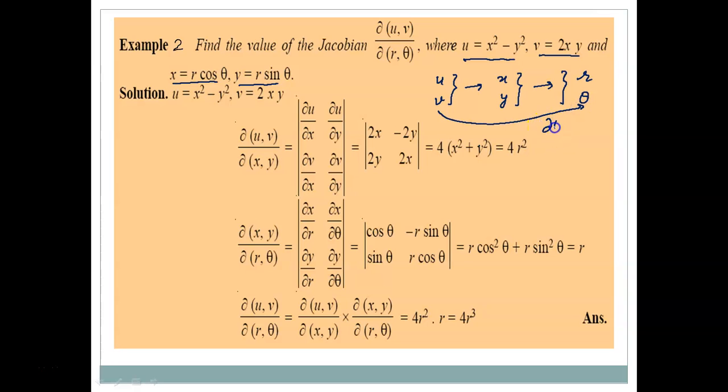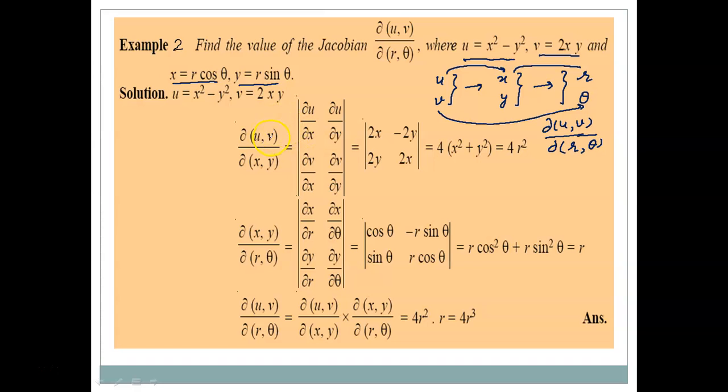So definitely the Jacobian will be like this, ∂(u,v)/∂(r,θ). But how to find the value of this? For that you have to obtain the Jacobian of this transformation first, meaning ∂(u,v)/∂(x,y), and then you will obtain the Jacobian of this transformation, that means ∂(x,y)/∂(r,θ). And then by applying the second property of the Jacobian, we can simplify this problem.